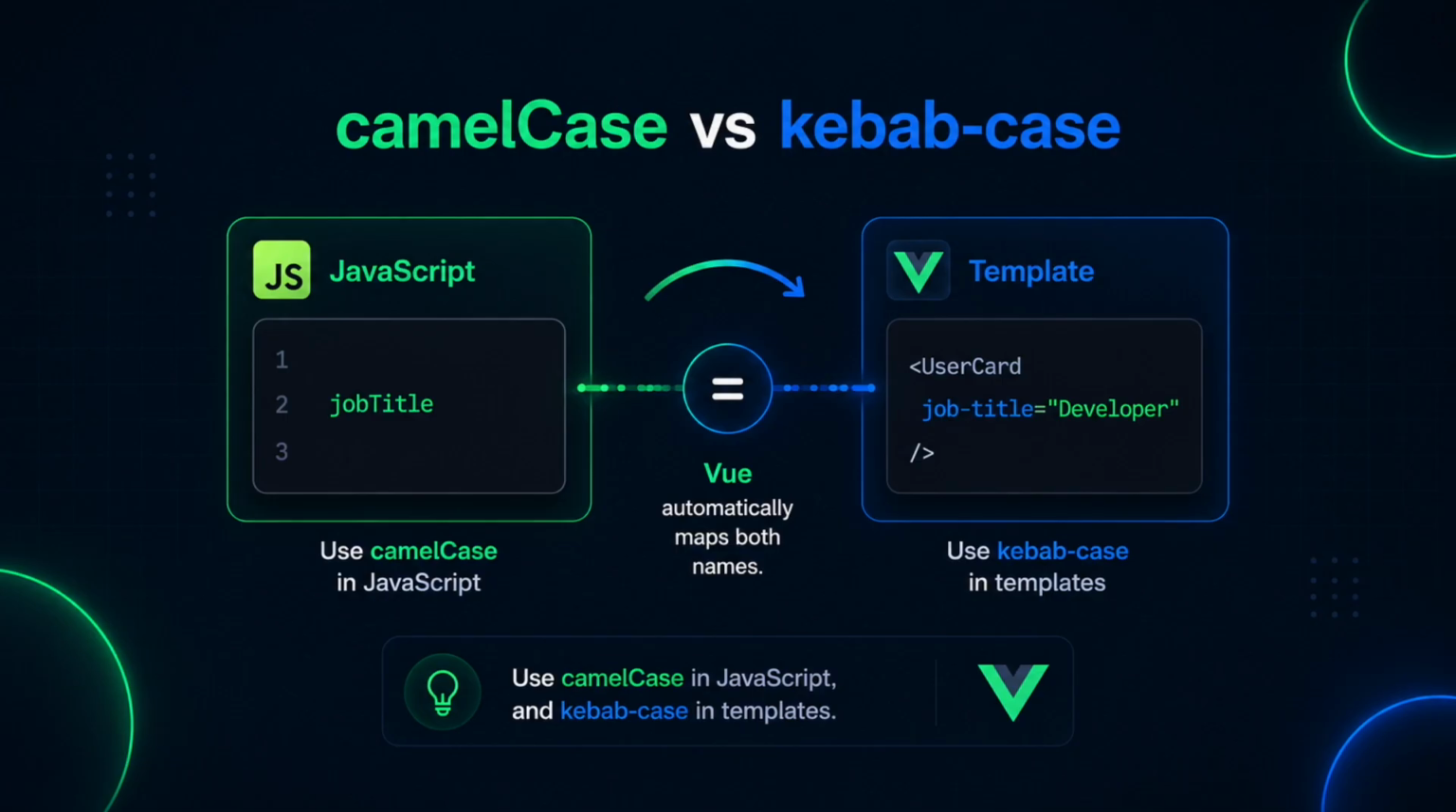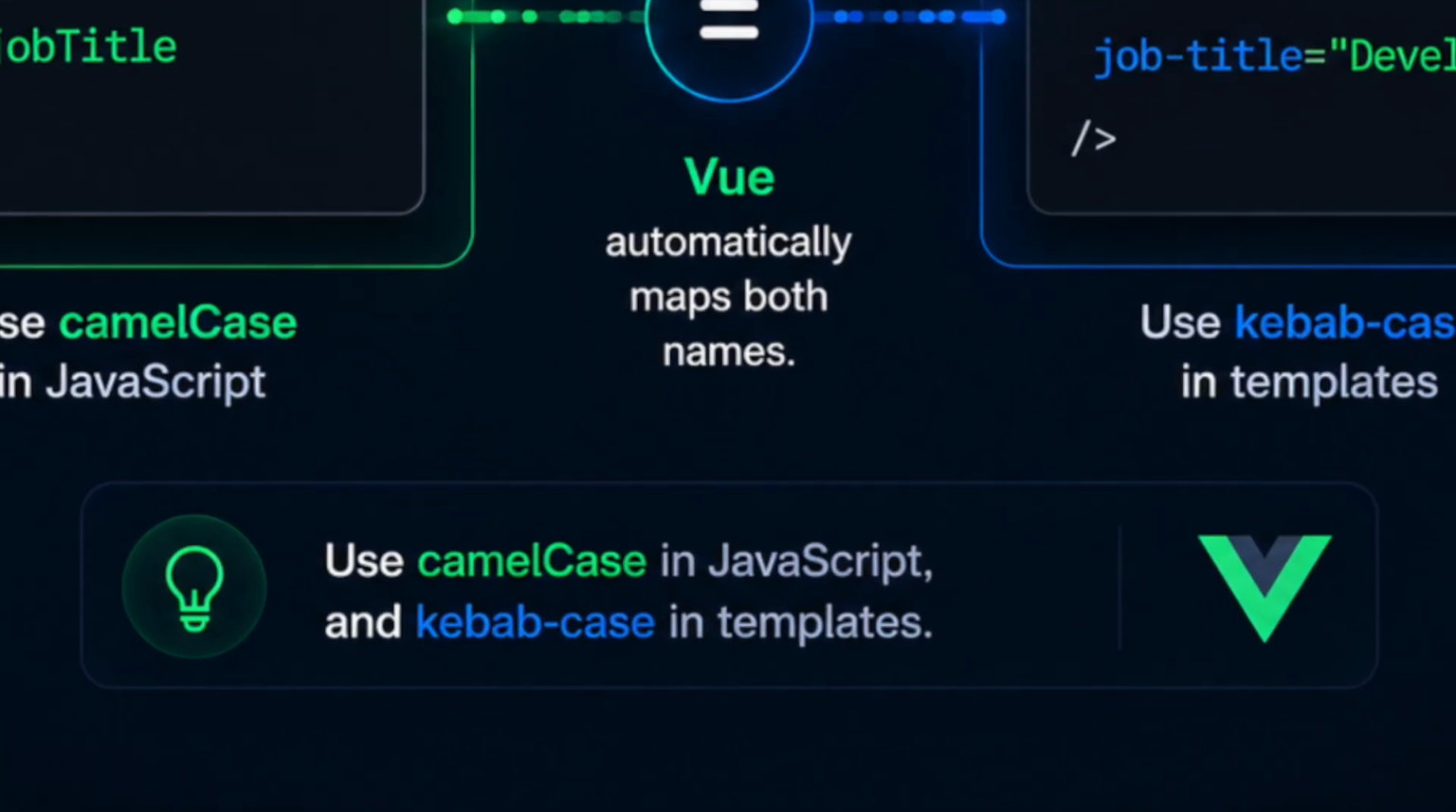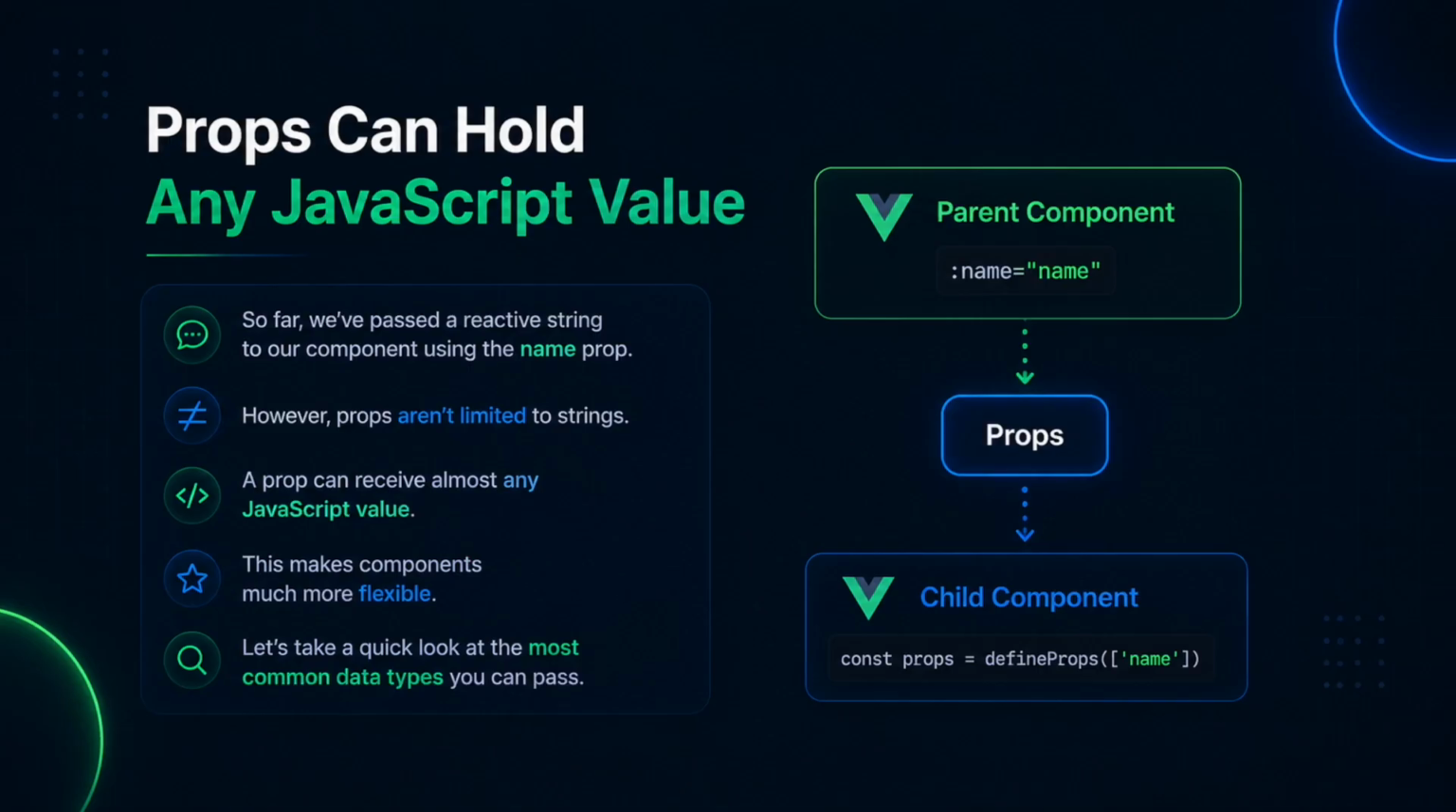If you're ever unsure which style to use, here's a simple rule to remember. Use camelCase when writing JavaScript, and kebab-case when writing component attributes inside templates. So far, we've passed a reactive string to our component using the name prop. However, props aren't limited to strings. A prop can receive almost any JavaScript value, making components much more flexible.